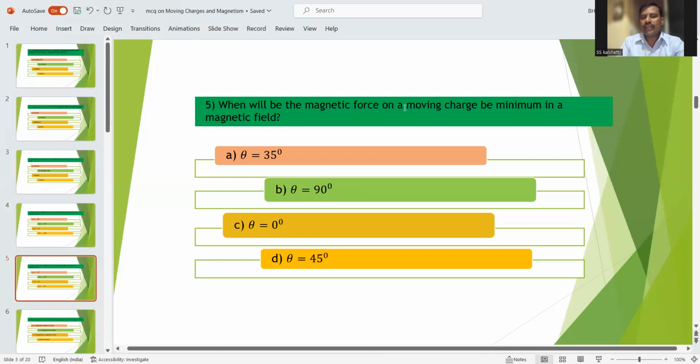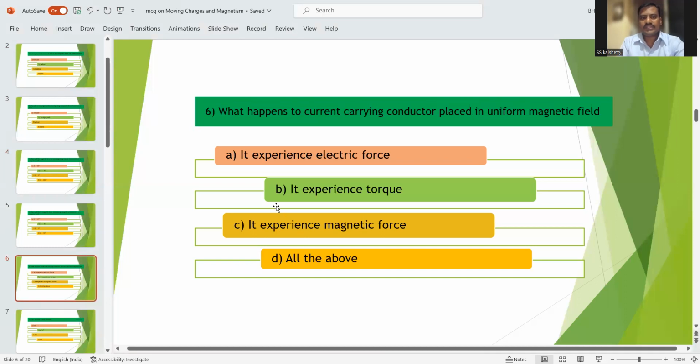When will the magnetic force on a moving charge be minimum in a magnetic field? Now, just we discuss, if theta equals 0, the magnetic force will be minimum. So option C is the right answer. Now move on to the sixth question.